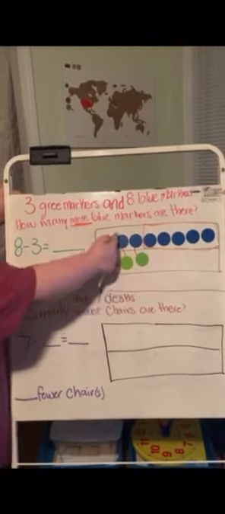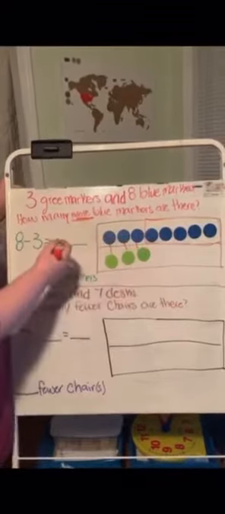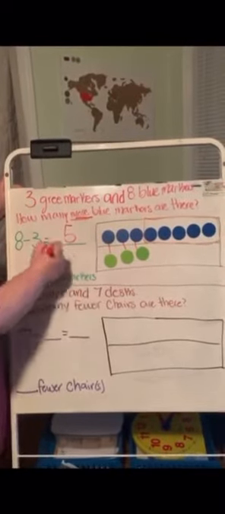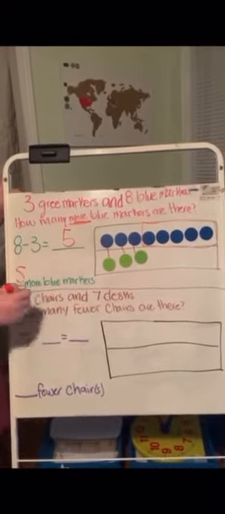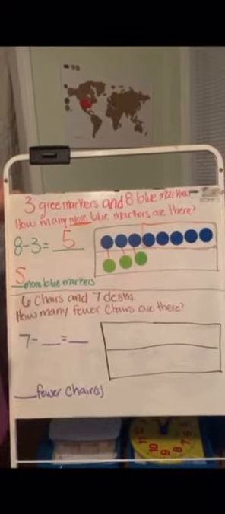So we cross these 3 out, and you have 1, 2, 3, 4, 5 in your box. So your answer is going to be 5. So you have 5 more blue markers than green markers.